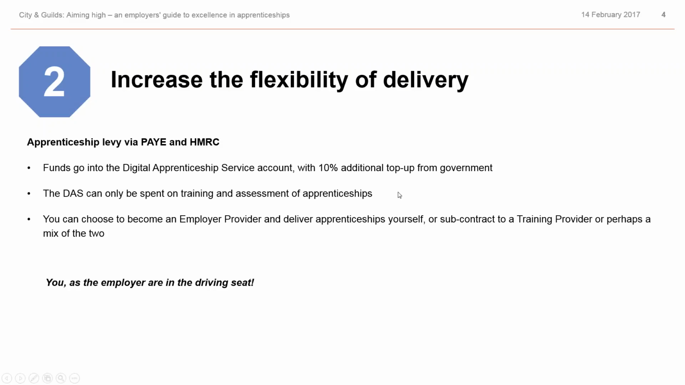meet your needs. The Levy will sit in your digital apprenticeship service account, and in order for you to access any of the Levy, if you want to deliver some of the training yourself, you will still need to be on the register of apprentice training providers. You might decide you want to do everything yourself. You may want to subcontract a training provider to do everything, or you might want to do a mixture of all of them. If you subcontract everything out to the training provider, however, it wouldn't be on the register, it would need to be registered for.